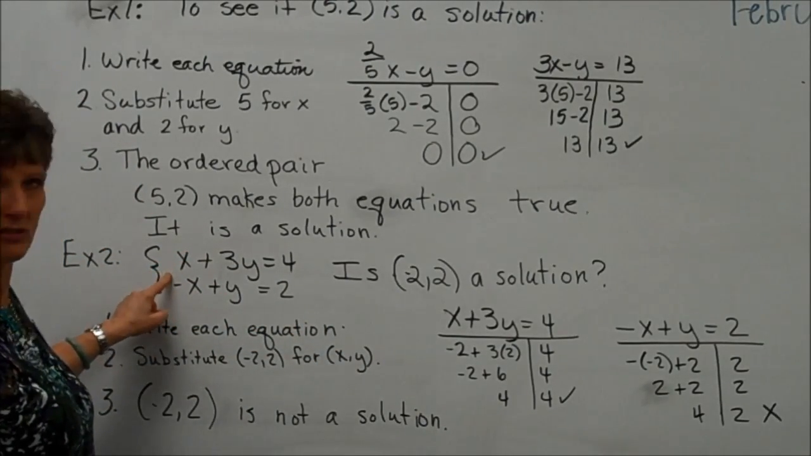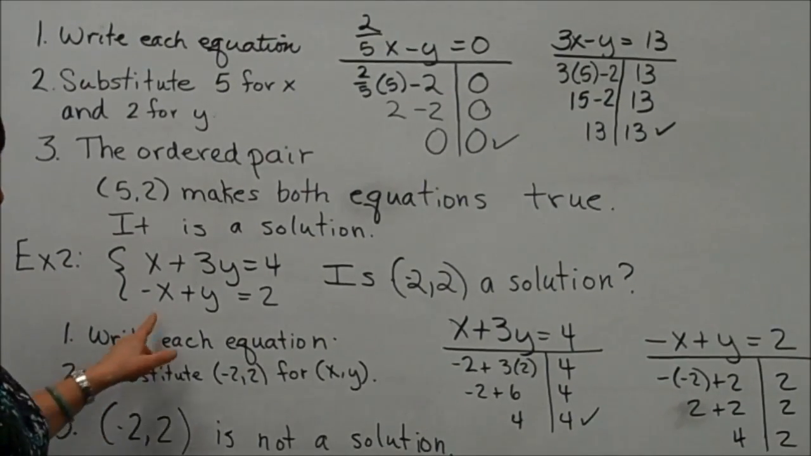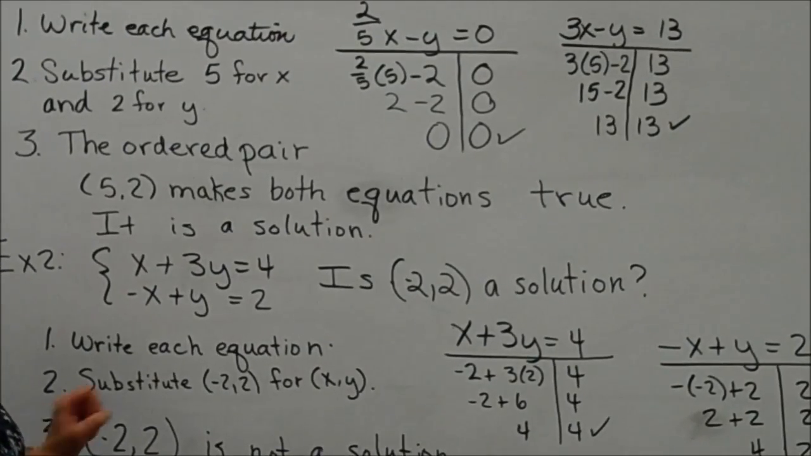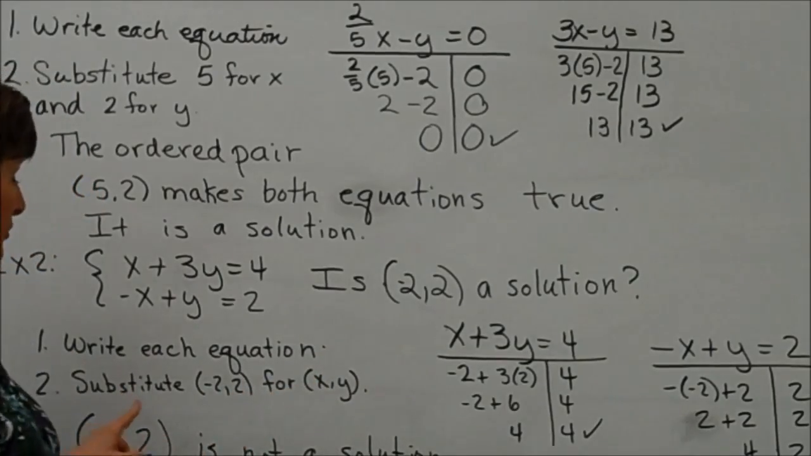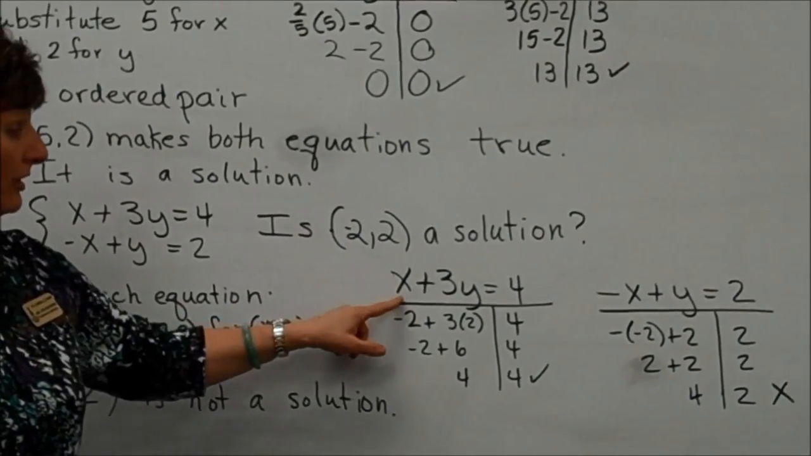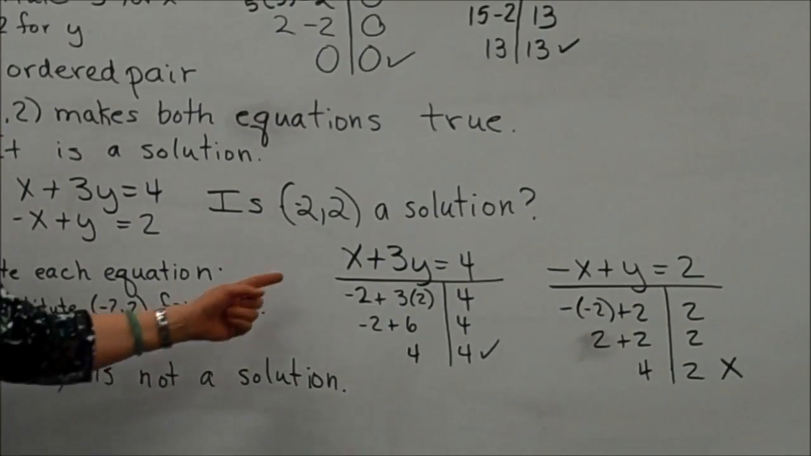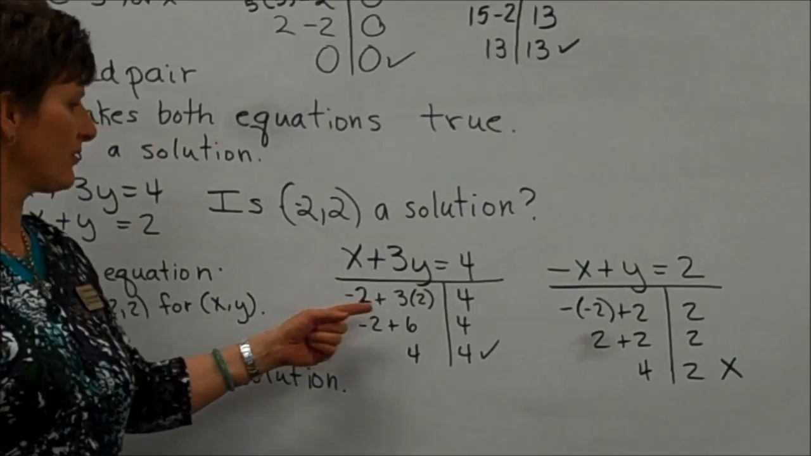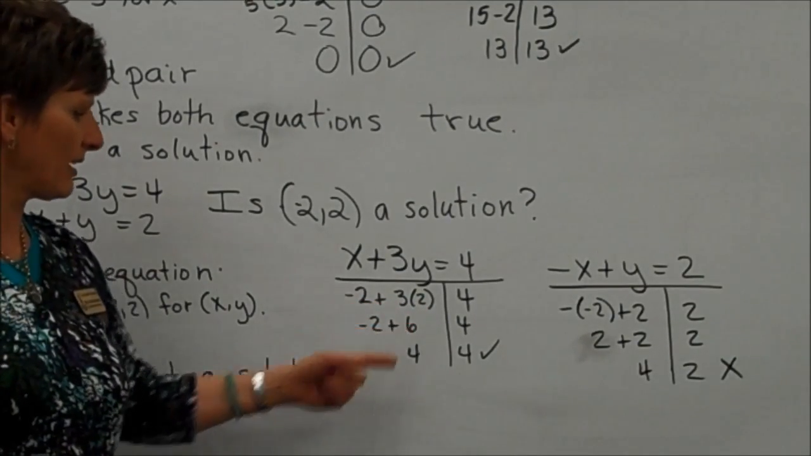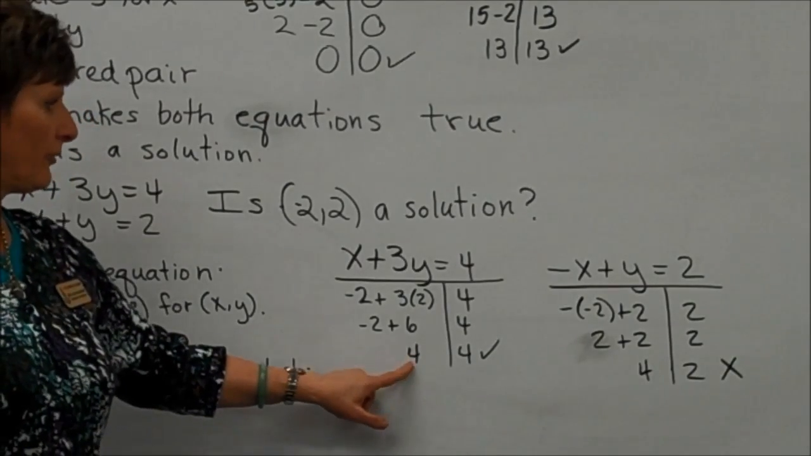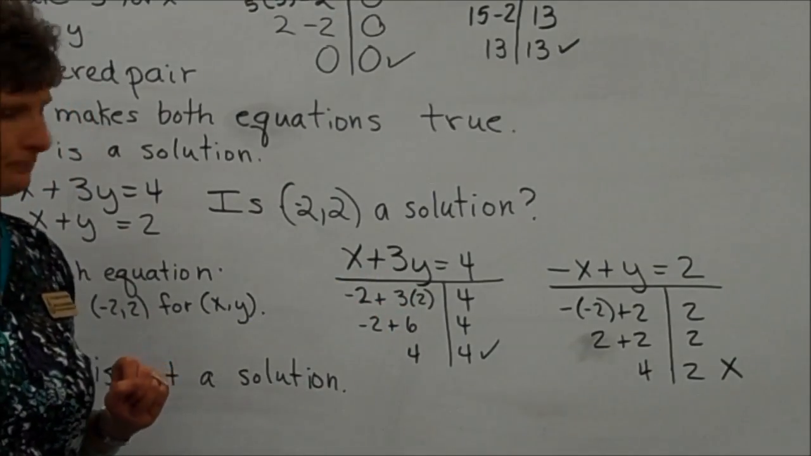Here are our two equations for example 2. x plus 3y equals 4. Negative x plus y equals 2. Step 1, write each equation. Step 2, substitute negative 2 for x and 2 for y. And then again do the math. Showing the steps we have negative 2 plus 3 times 2 becomes negative 2 plus 6, which equals 4. 4 does equal 4. This is a solution for the first equation.